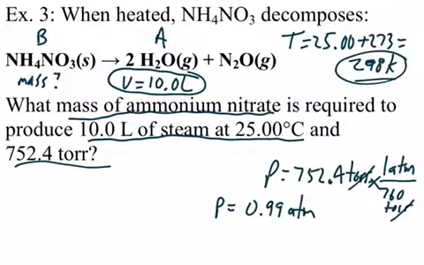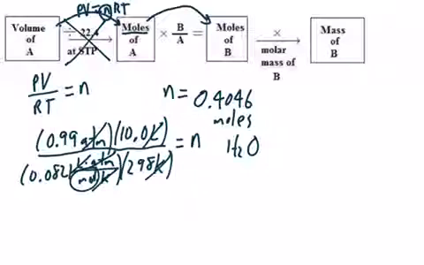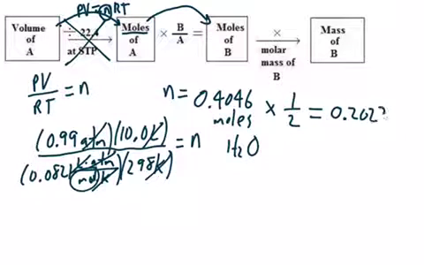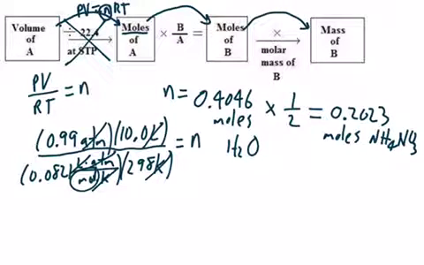If you look at the mole ratio, B over A is 1 over 2. Look at the coefficient in front of the ammonium nitrate. It's 1 over 2. So for the mole ratio, we're going to multiply by a half. And you're going to get 0.2023. And this is going to be moles of ammonium nitrate. Now we're almost done. We have to find the molar mass of ammonium nitrate and then multiply by it.